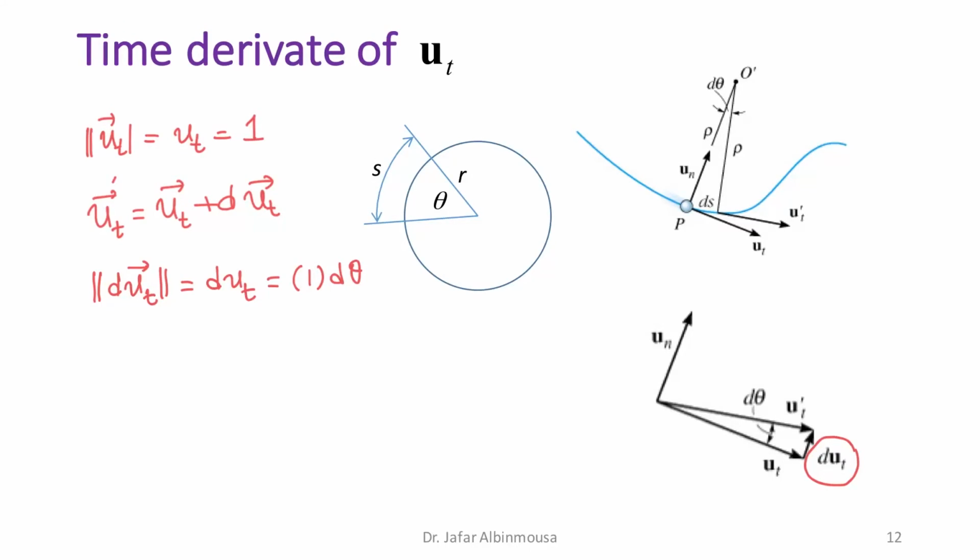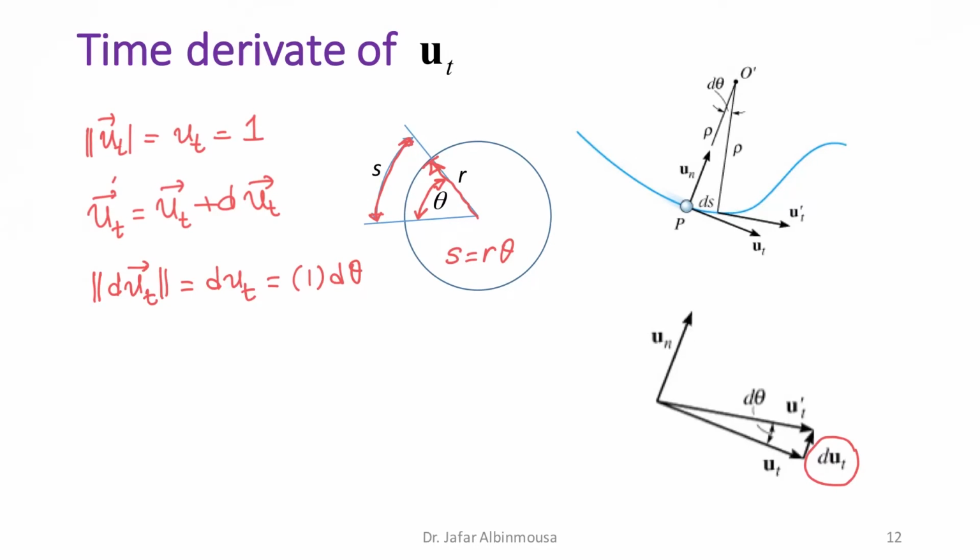How did I find this? We can find this by using the arc length equation, which is S equals r theta. So if you want to find the arc length S, you have to multiply the radius by theta.